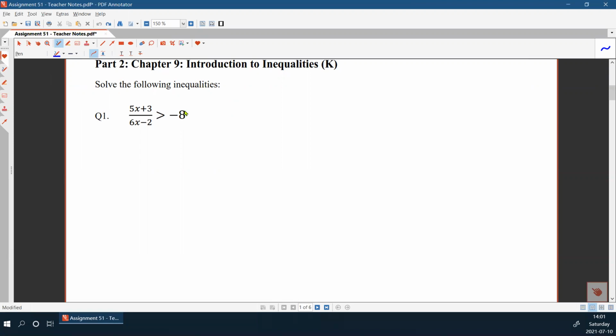Okay, first step is to move the negative 8 to the left-hand side. And it becomes positive 8, right? And this is greater than 0. And then rewrite the whole expression using the common denominator, which is 6x minus 2. Of course, do not forget the equivalent symbol here.